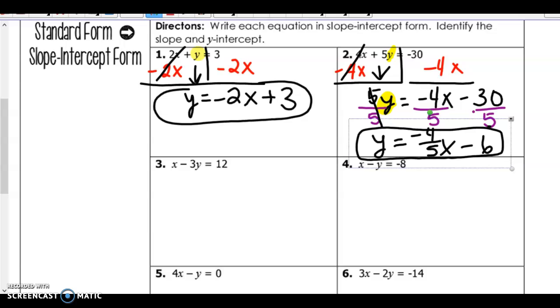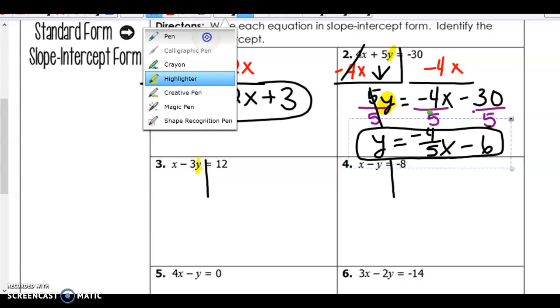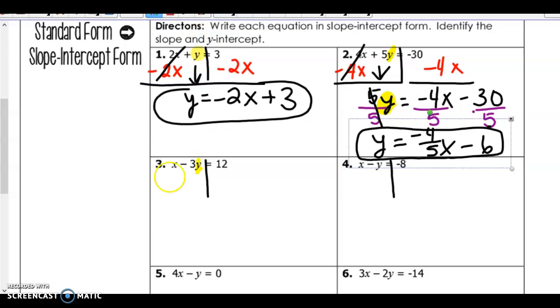All right, so again, we're going to start by drawing this line down the middle. Might help some of you. Okay, so we're going to start with number 3. Again, I want y by itself. I'm going to go ahead and highlight that now. Okay, the first thing you're going to want to move is the x. Okay, it's a positive x right now, so I'm going to make it negative. So you're going to subtract x from both sides.